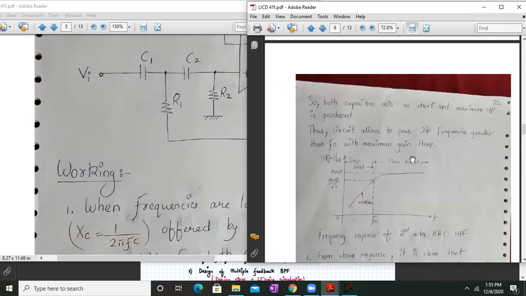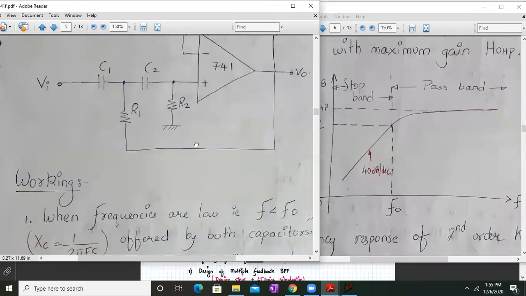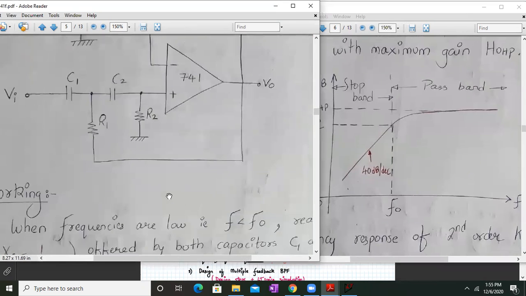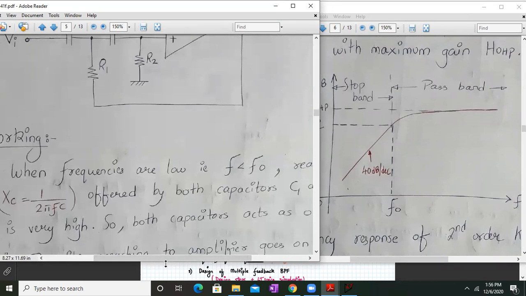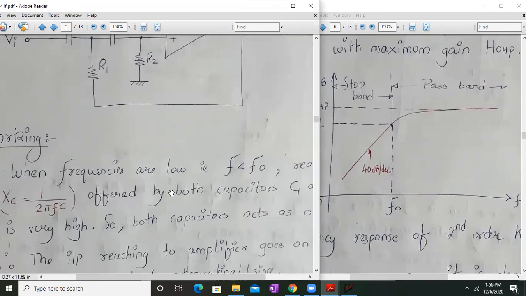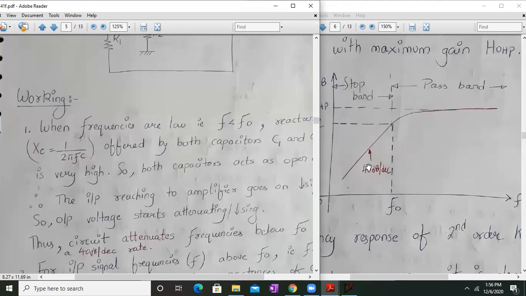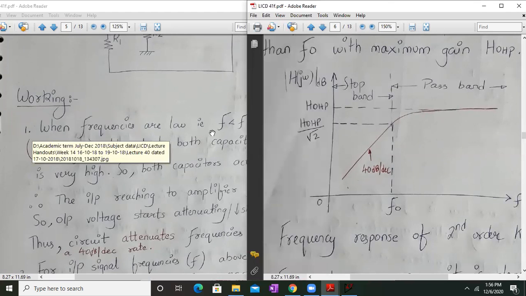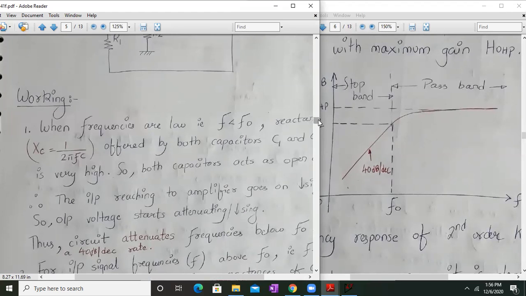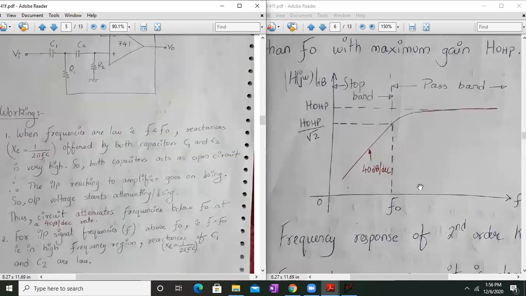And let us analyze from the frequency response. Okay, so let us start. Let me adjust your magnitudes. For frequencies which are low, so as you can see over here, let me reduce the font slightly. Okay, so this is the frequency response for the second order KRC high pass filter.